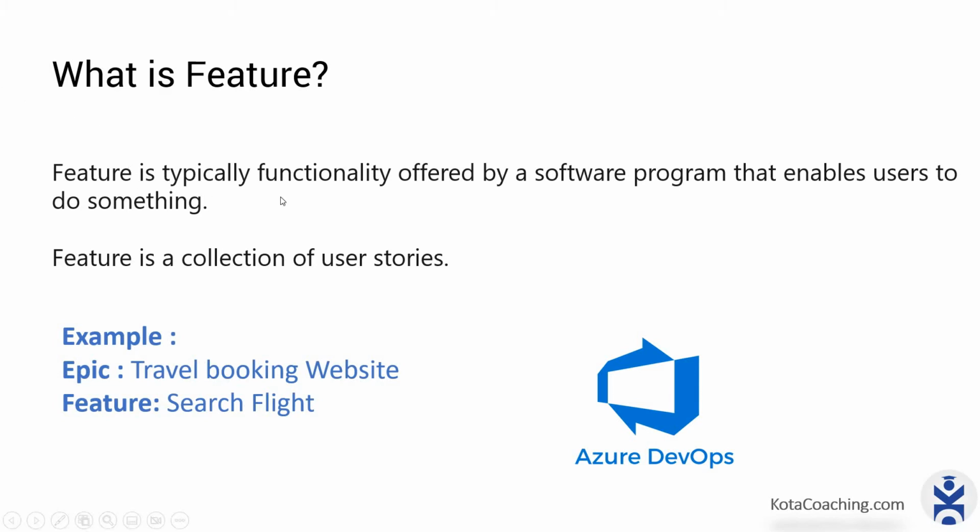A feature is typically functionality offered by a software program that enables users to do something. Or in a simple way, we can say a feature is a collection of user stories. So here you can see the example. Inside a travel booking website, I want to create a feature like search flight. The user would be able to search for a flight using this feature. So that is the feature inside Azure Boards.